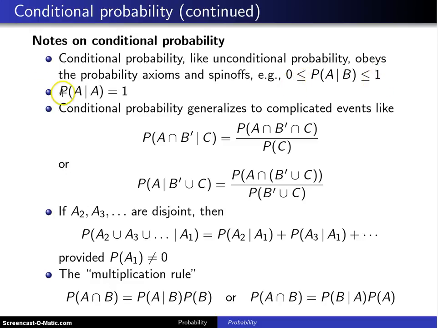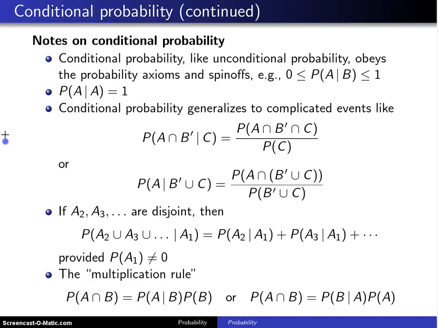Second of all, the probability of event A occurring, given A occurred, is 1. So basically, if we know that A has occurred, then we know with certainty that it will occur. And so that has probability 1.